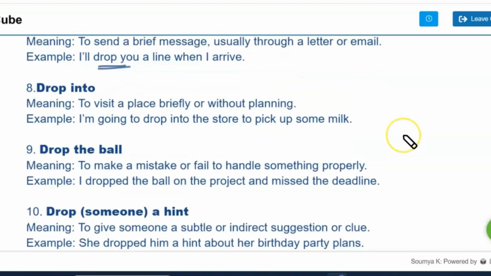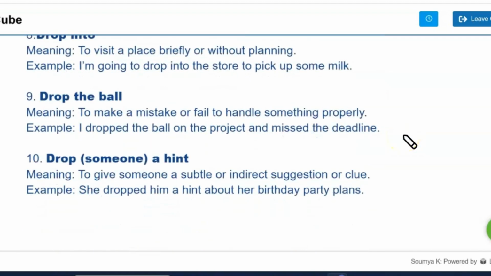Next is drop into. It means to visit a place briefly or without planning. Example would be I am going to drop into the store to pick up some milk. Next one is drop the ball. Its meaning is to make a mistake or fail to handle something properly. Example, you can take it as I dropped the ball on the project and missed the deadline. So this is drop the ball, to make some mistakes.